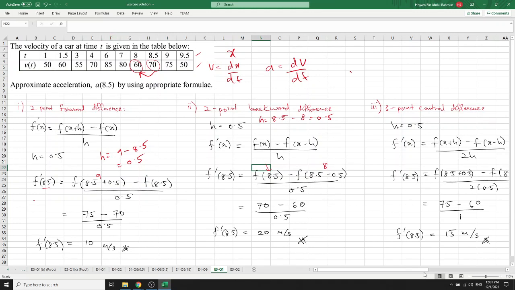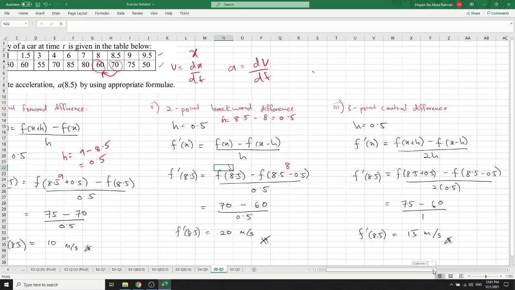And then the 3-point central difference. This means we need to use the given point that we want to find at the middle. So 8.5 will not involve f(x).